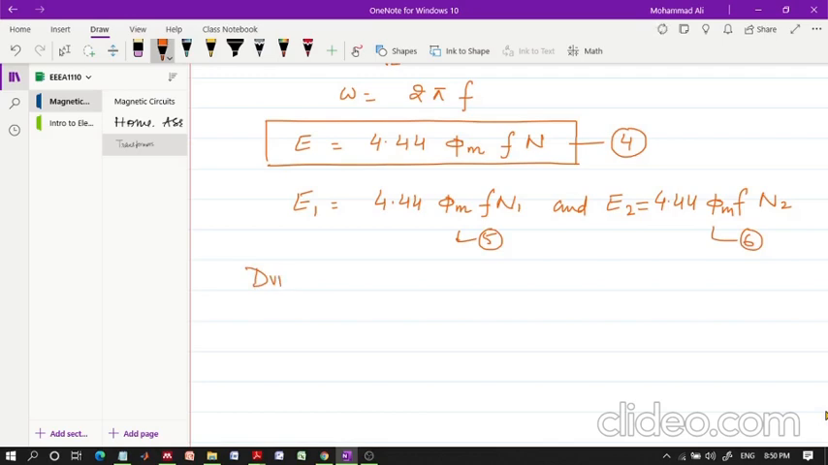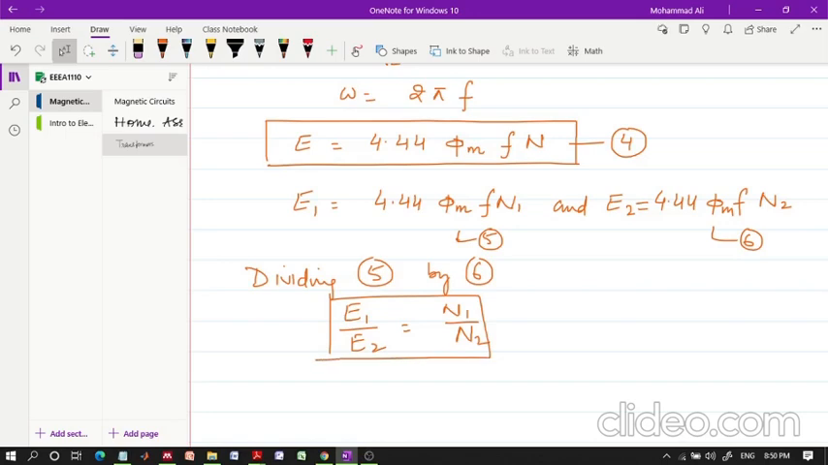Dividing 5 by 6, what will we get? E1 by E2 is equal to, all the things will cancel out, and it will become N1 by N2. This is a very important relationship: E1 upon E2 is equal to the number of turns on the primary divided by the number of turns in the secondary.